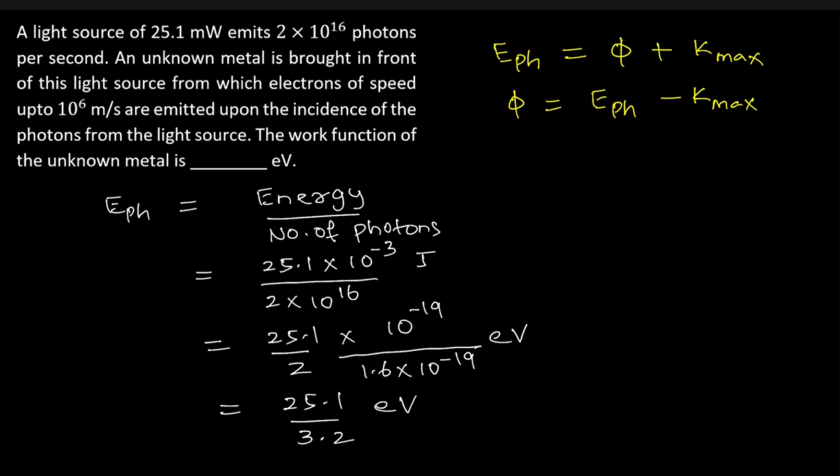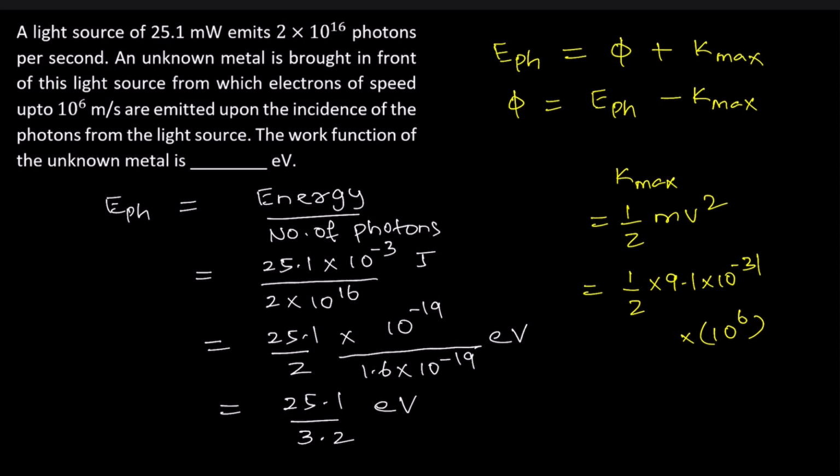Now let's take a look at the maximum kinetic energy of the electron. Okay, so the maximum speed is 10 to the power 6 meter per second. So K max will be half mv square. So half, what is the mass of an electron? It is 9.1 into 10 to the power minus 31 multiplied by speed square, so 10 to the power 6 square. And again, this is going to give us energy in joules.